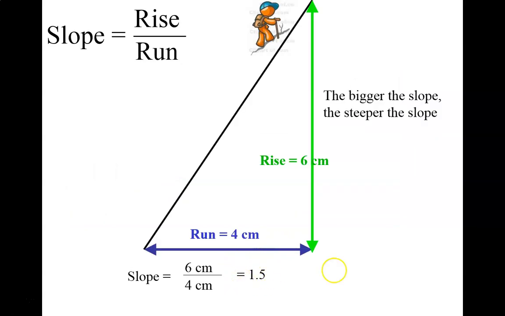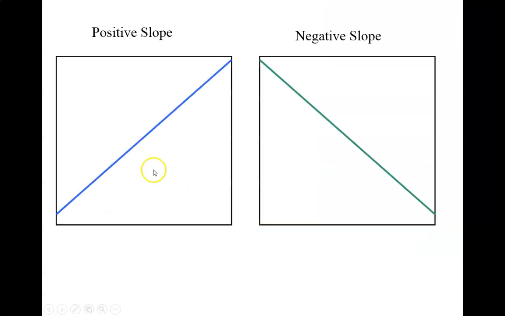The steeper the slope, the bigger the slope number. So here I've got a rise of 6 and a run of 4, so my slope is 1.5. So positive slope slopes up and to the right. Negative slope slopes down and to the right.